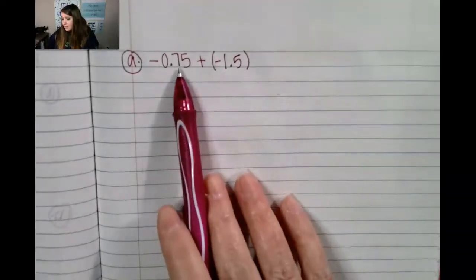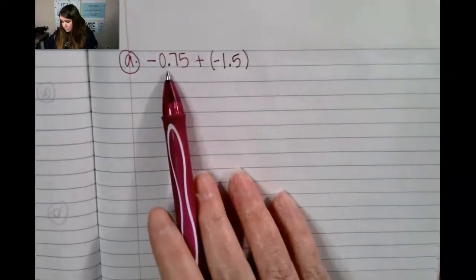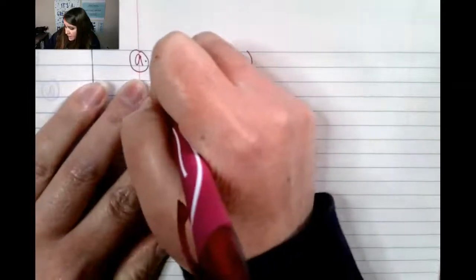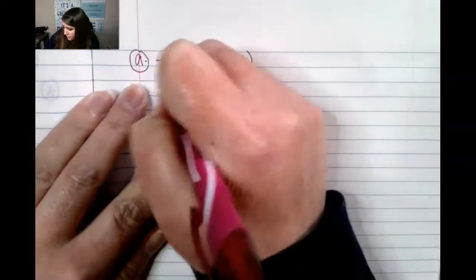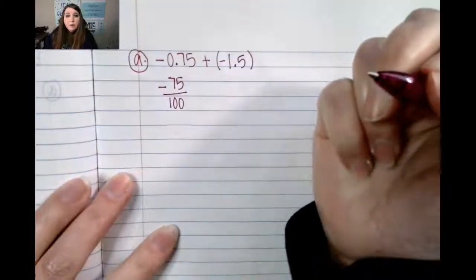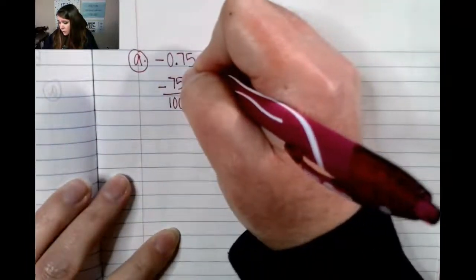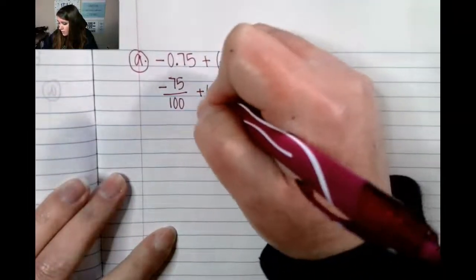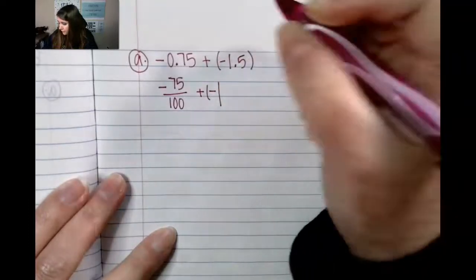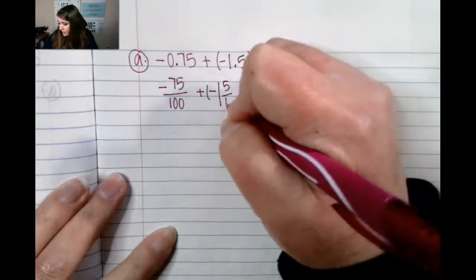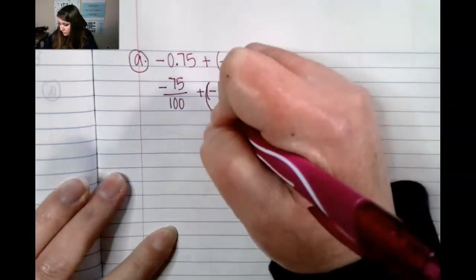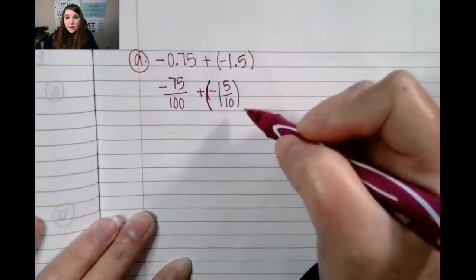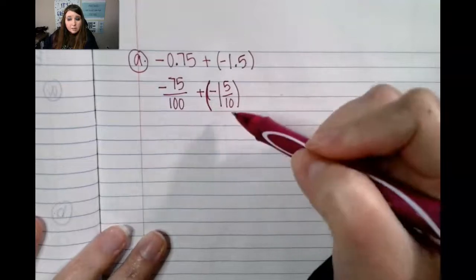I have 0.75, or I have 75 hundredths. So I'm going to rewrite this as negative 75 hundredths. Okay, so it's in the tenths place, hundredths place, so 75 hundredths. And I'm going to add that to one whole and 5 tenths, because this is in the tenths place. So now I have 2 fractions.